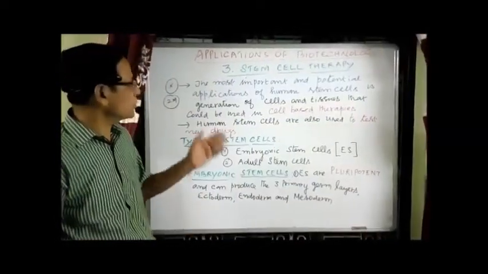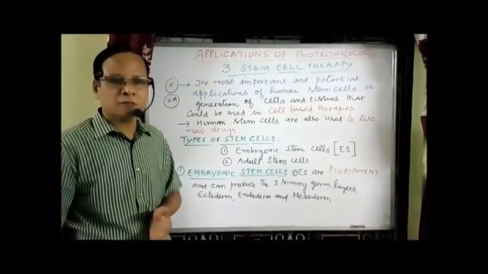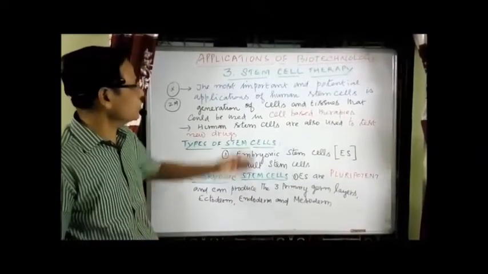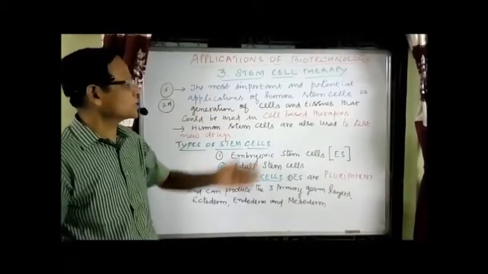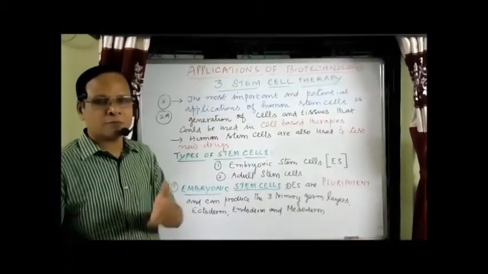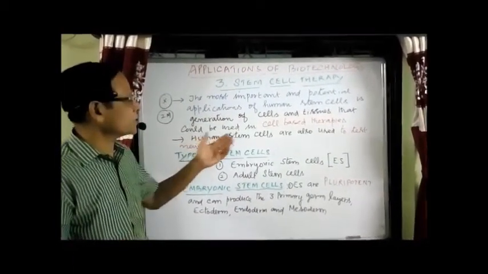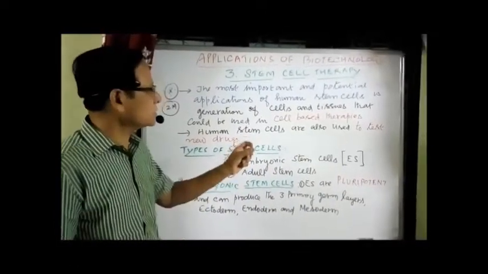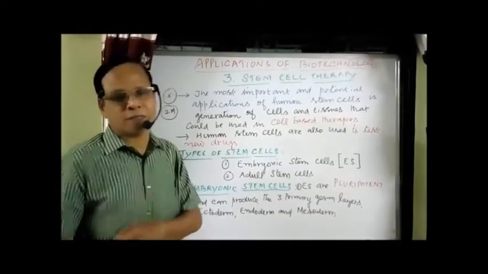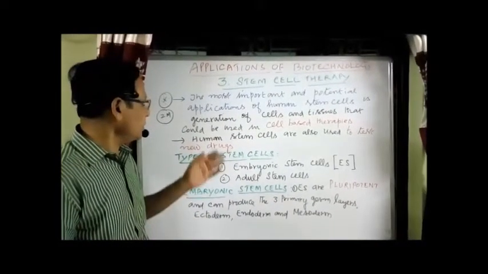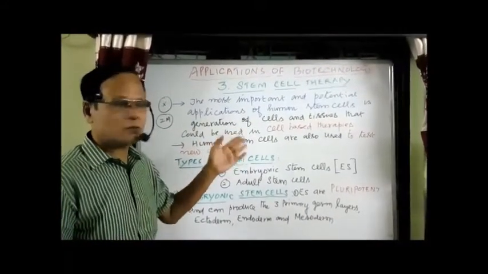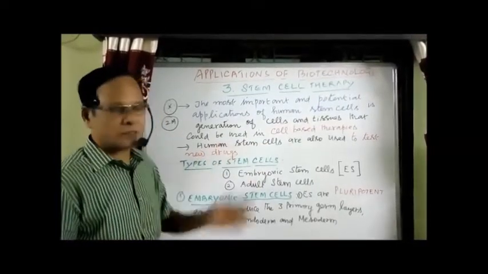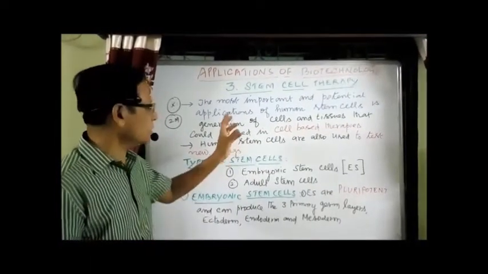I mentioned the importance of stem cells. Of these, the most important and potential application of human stem cells is the generation of cells and tissues, and those cells and tissues could be used in cell-based treatment or therapies. Again, human stem cells are also used to test new drugs. That's what I discussed earlier.